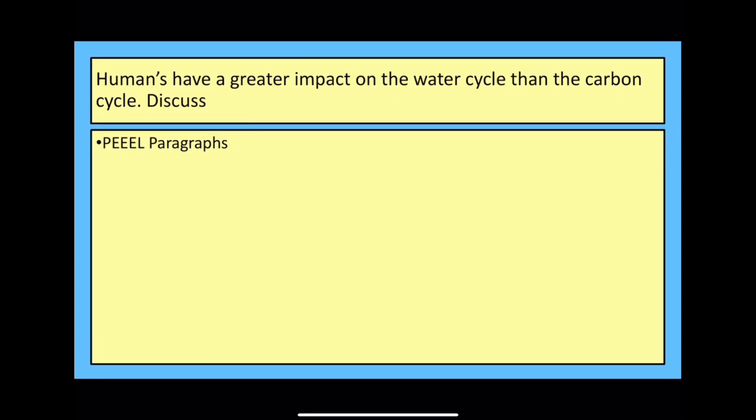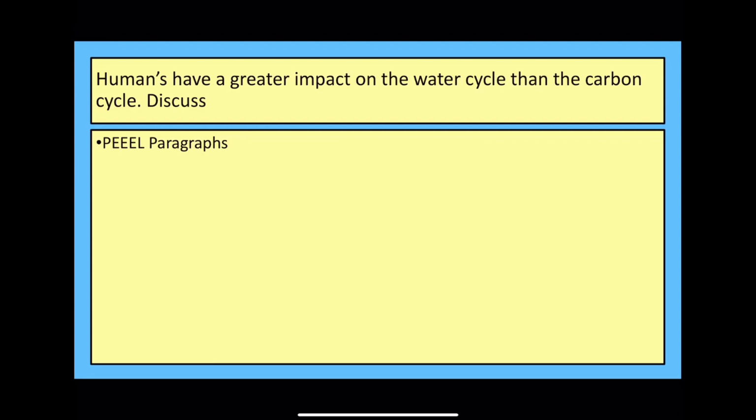So I want to put this into a bit of practice. Have a go at this question. Humans have a greater impact on the water cycle than the carbon cycle. Discuss. You want to come up with a PEEL paragraph or two in which you discuss this.